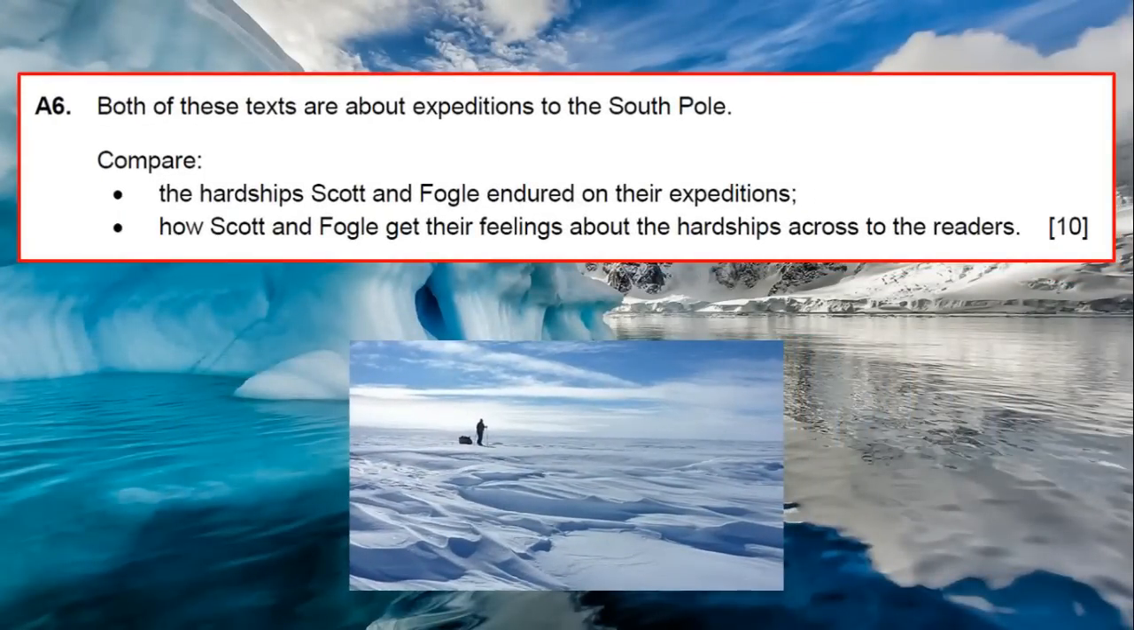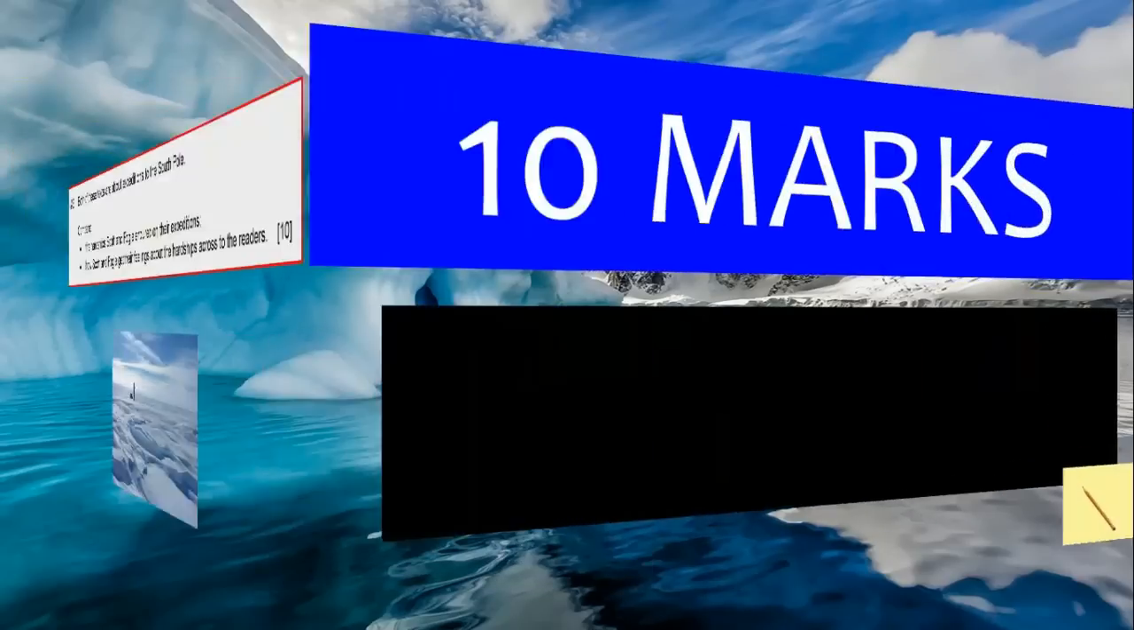So if we look at the question then, it's question 6. Both of these texts are about expeditions to the South Pole. Compare the hardships Scott and Fogle endured on their expeditions, how Scott and Fogle got their feelings about the hardships across to the reader. So basically, first bullet point is what are the bad things and negative things they had to go through, but then also how did the writer get this across.